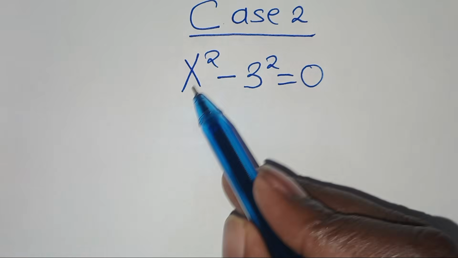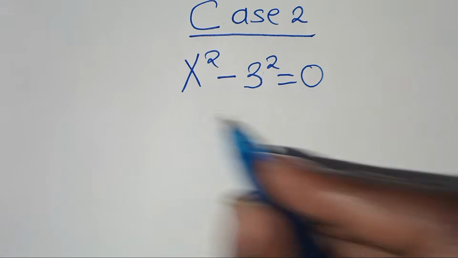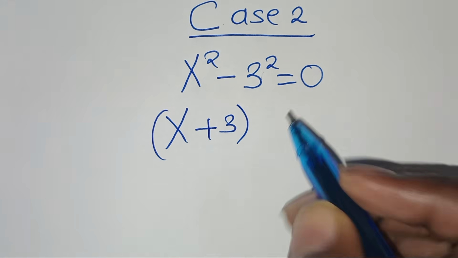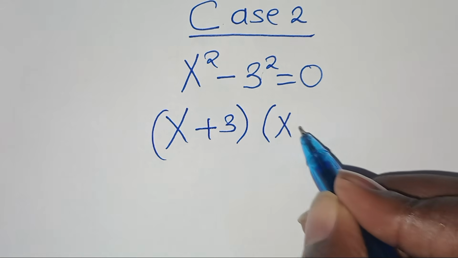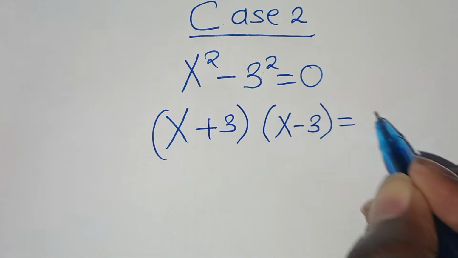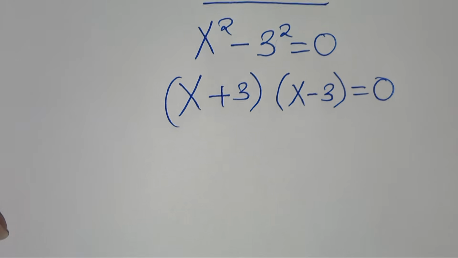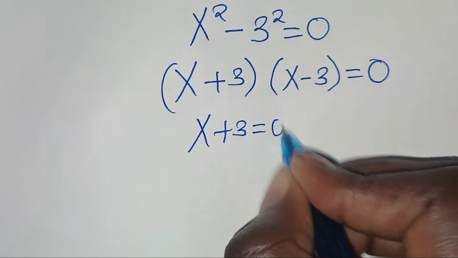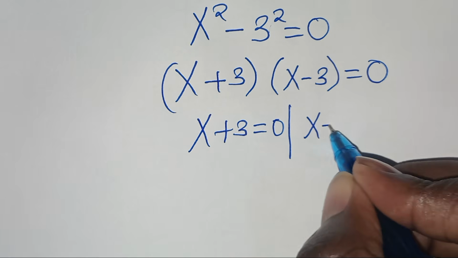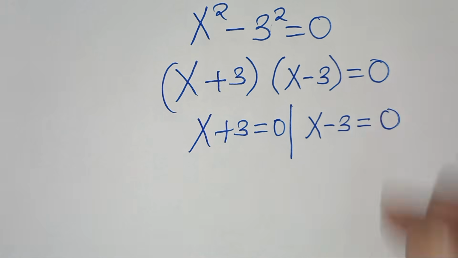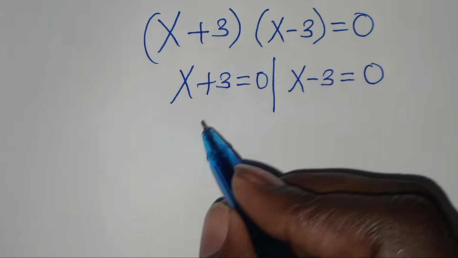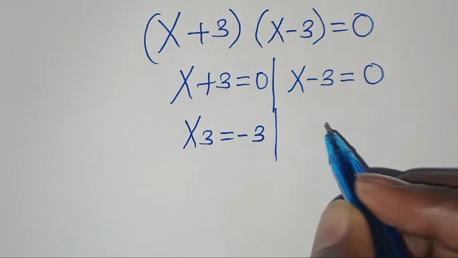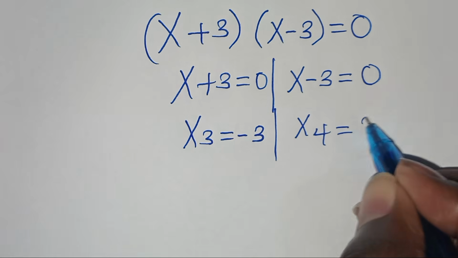Now in case 2, we have x squared minus 3 squared. This is equal to 0. This is the difference of two perfect squares, which we can express as x plus 3 multiplied by x subtract 3. This is equal to 0. So this is to mean that we have x plus 3 equal to 0. Then we have x subtract 3 equal to 0. So we have x3 here, which is equal to negative 3. And we have x4, which is equal to 3.